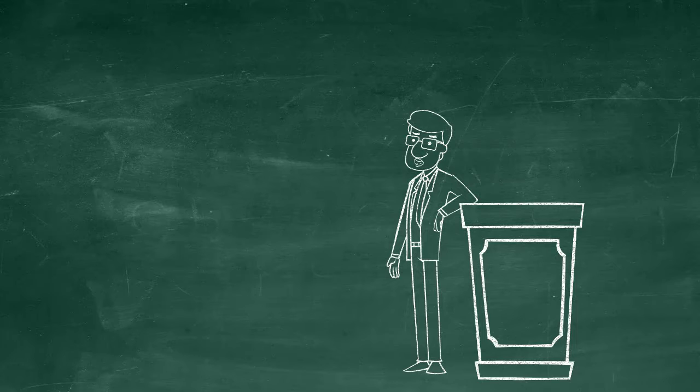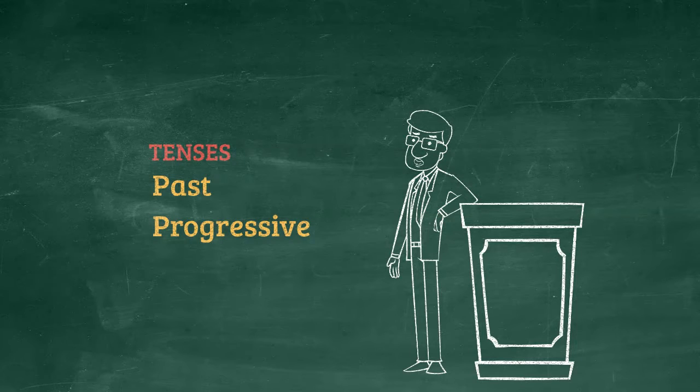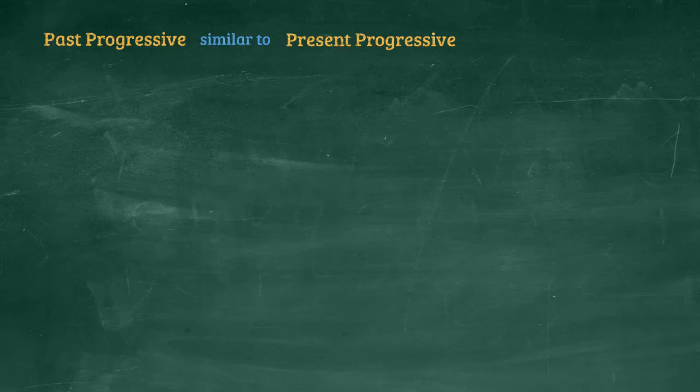In this video, we continue talking about the tenses. Here, we focus on the past progressive. In its structure, the past progressive tense is a lot like the present progressive. They both look the same with the exception of one small detail, the auxiliary verb.